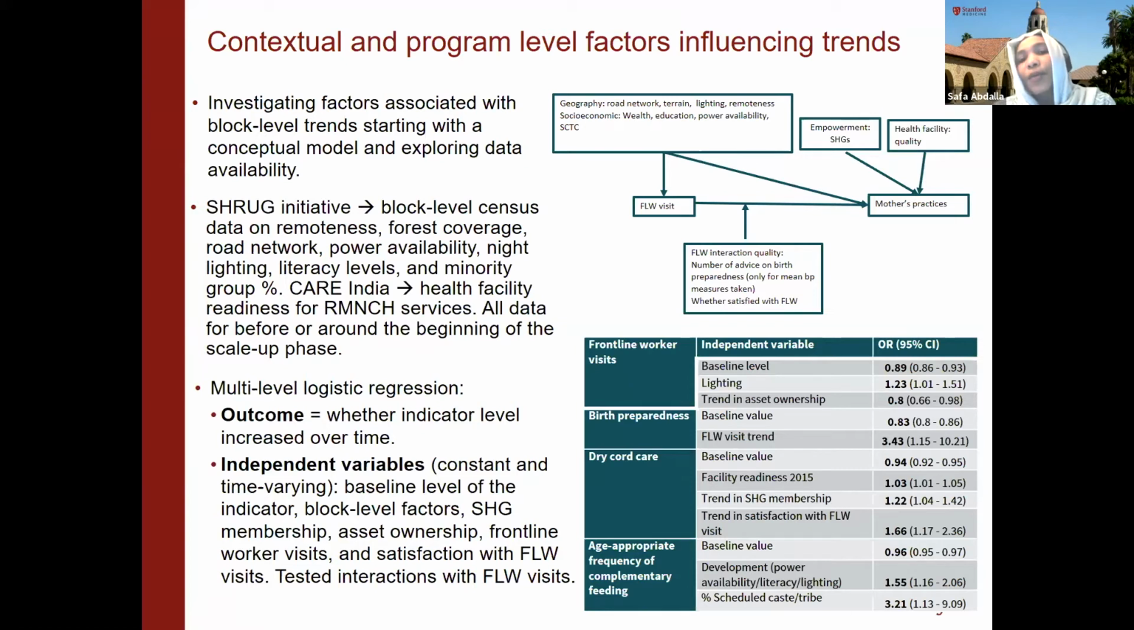And for frontline worker visits themselves, we found that an important conceptual factor was night lighting, for example. And for all outcomes, the baseline value was always important. The higher the baseline value, the lower the odds of further increase. So this is really a work in progress. We hope to continue to learn more. But the really important signals are emerging around what could be some barriers and facilitators for progress.